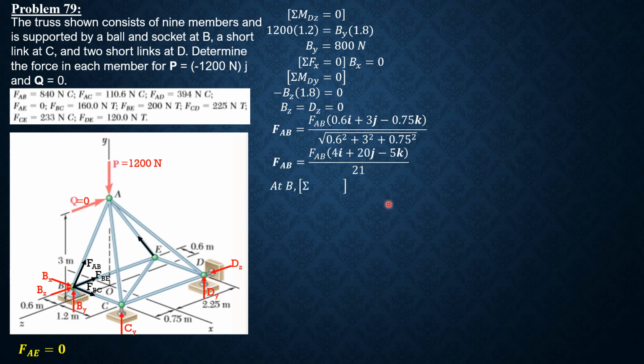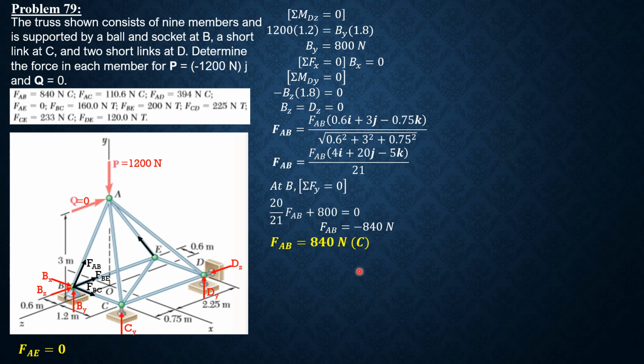So summation of forces in y equals 0 at B. Then we have the vertical component of FAB, which is 20 over 21 FAB, plus By, which is 800, equals 0. So we can now solve for FAB. It is negative 840, so FAB is 840 newtons compression.